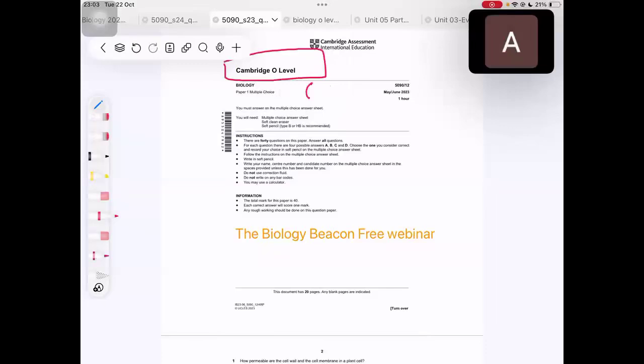Biology. 5090, May-June 2023, paper 1-2.